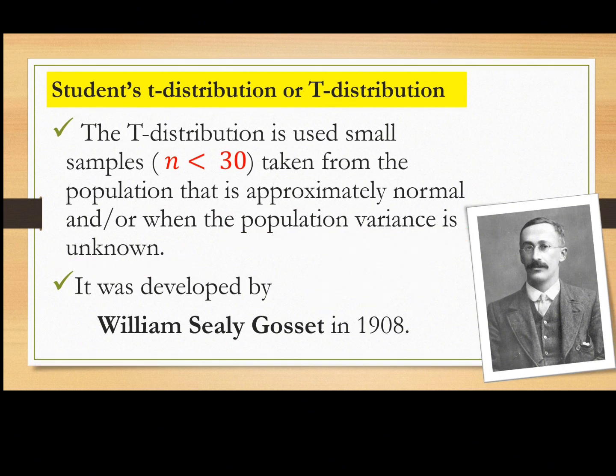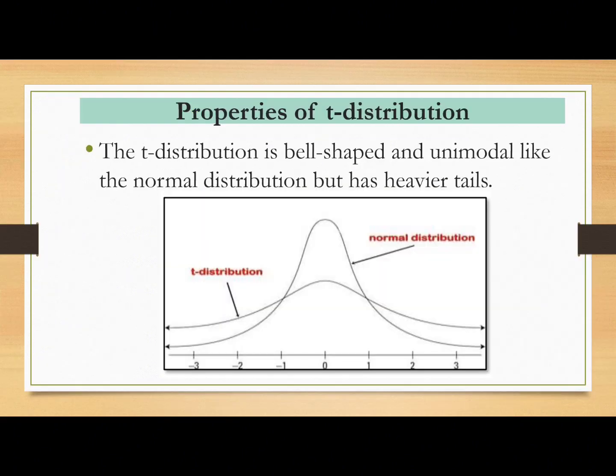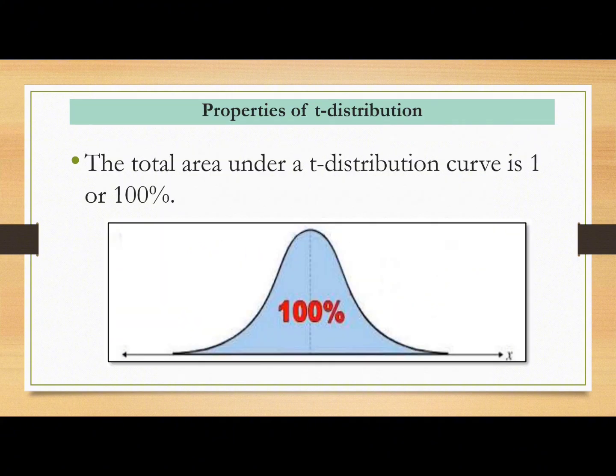It was developed by William C. Lee Gossett in 1908. So, ulitin ko lang, kapag T-distribution, ginagamit siya kapag less than 30 ang sample size at saka the population variance is unknown. Ang first property of T-distribution ay pareho lang sa normal distribution. Pareho silang bell-shaped at unimodal. Yun nga lang has a heavier tails ang ating T-distribution. Ang total area then under a T-distribution curve is 1 or 100%. Same with the normal distribution curve.